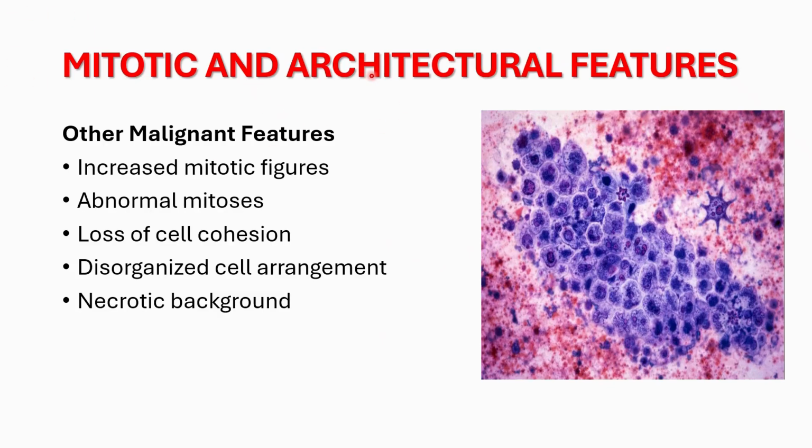Next are some mitotic and architectural features. In the case of benign tumors, there will be very little mitotic activity and they usually resemble the normal tissue. So there is not much change in the architecture. But malignant tumors frequently show increased mitotic activity, including abnormal mitotic figures, loss of cell cohesion, and disorganized cellular arrangement. Usually in benign tumors, the cellular arrangement will be similar to that of the normal tissue, but once it becomes malignant, it will lose the cell cohesion. Usually epithelial cells stick to each other, but once it becomes malignant, it starts losing that attachment between cells.